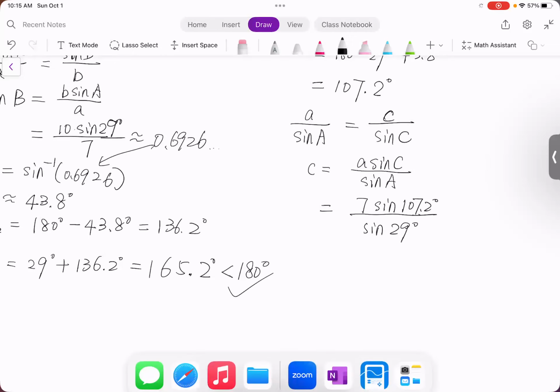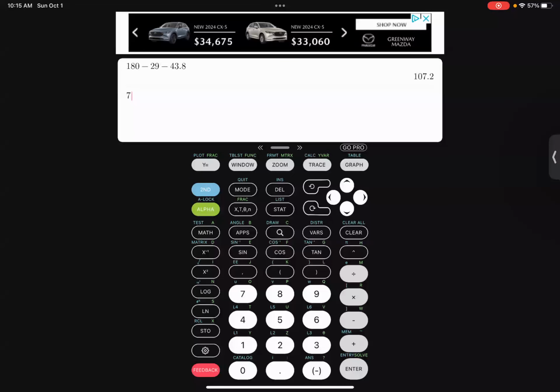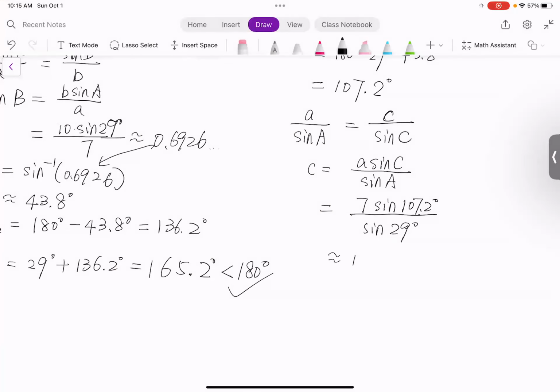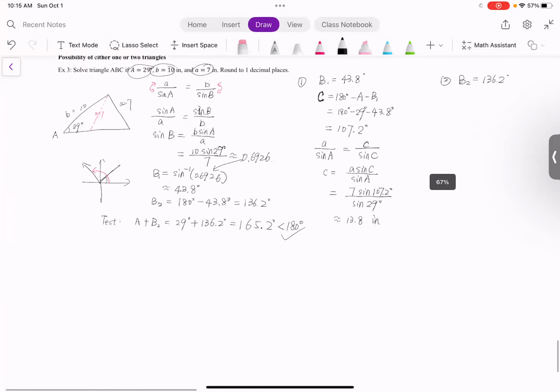So let's use our calculator to approximate the solution. We have 7 times sine 107.2, close parentheses, all divided by sine 29. So we have 13.7929. We need to keep one decimal place. We have 13.8. So the solution for c is 13.8. The unit is inches.